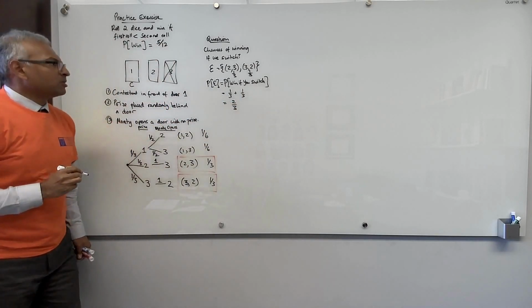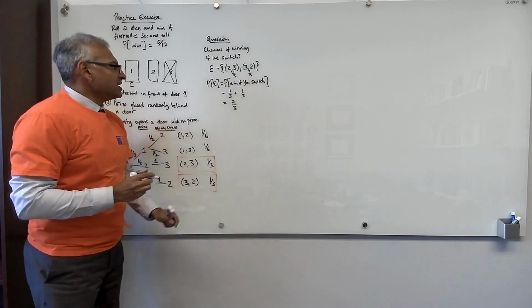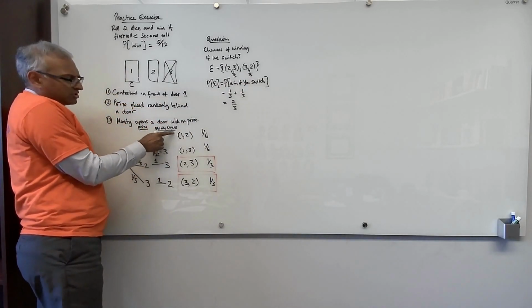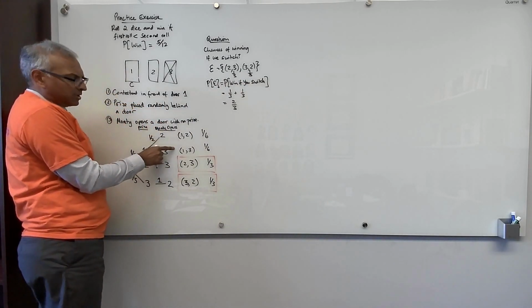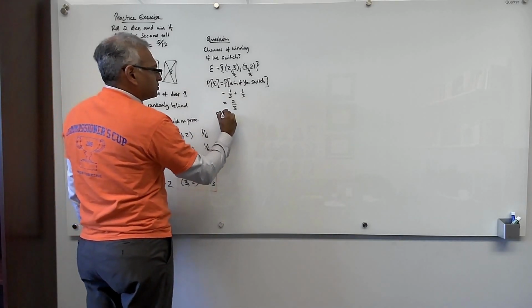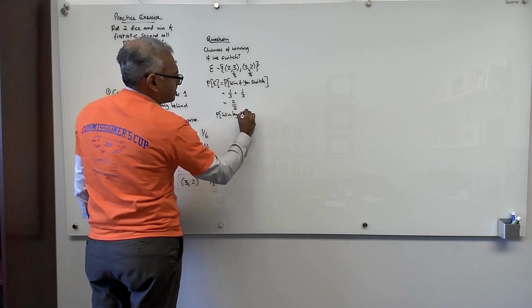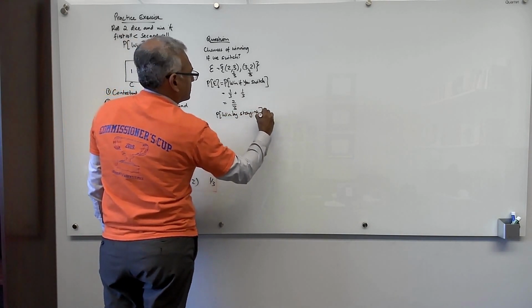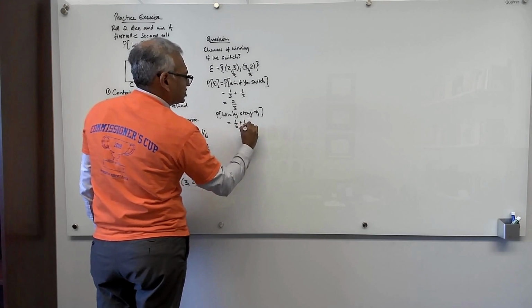The probability to win by staying is the opposite outcomes, the complement outcomes. And the complement outcomes have some 1/3. So the probability to win by staying is equal to 1/6 plus 1/6, which is 1/3.